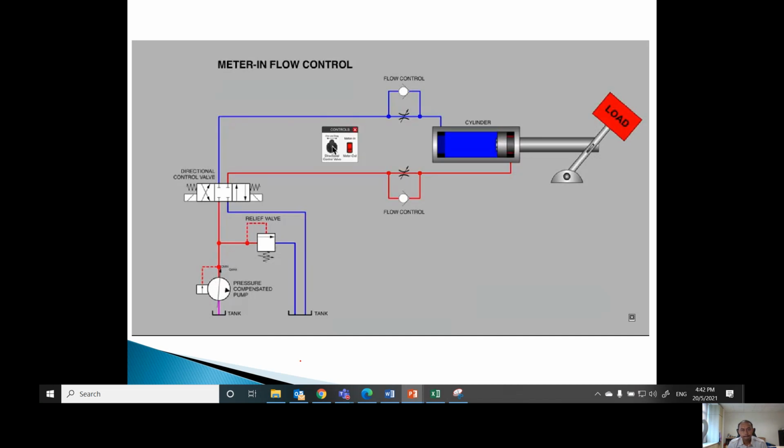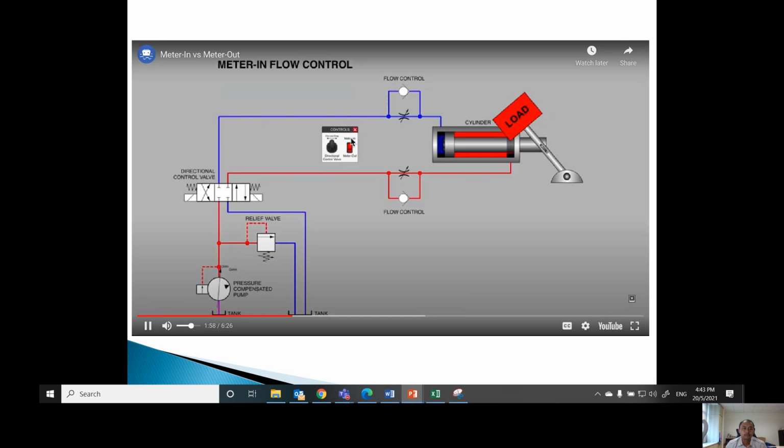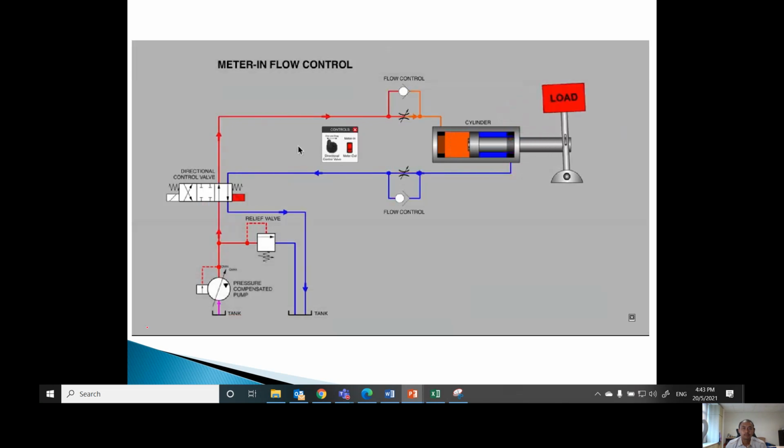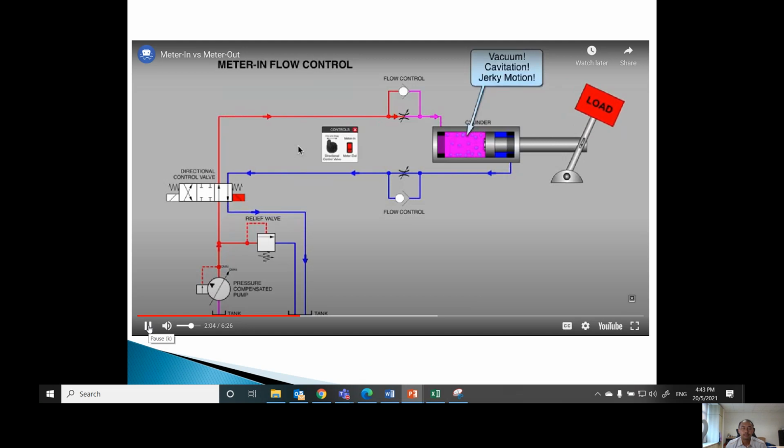Now let's watch meter in flow controlling taking place on the line that feeds the rod end port. This will be meter in for the retracting of the cylinder. You could see that fluid is being metered on the bottom line, and oil leaving the blind end port can do so freely through the return flow check valve mounted in parallel to the needle valve. Let's work forward and back again.